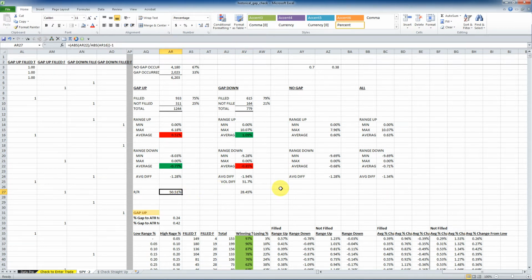And what it's trying to say is that on gap up days, I have more of an advantage than gap down days, because the range down on average on a gap up day is 50% higher. So buying puts is more profitable than buying calls, but we're going to analyze this a little bit more.